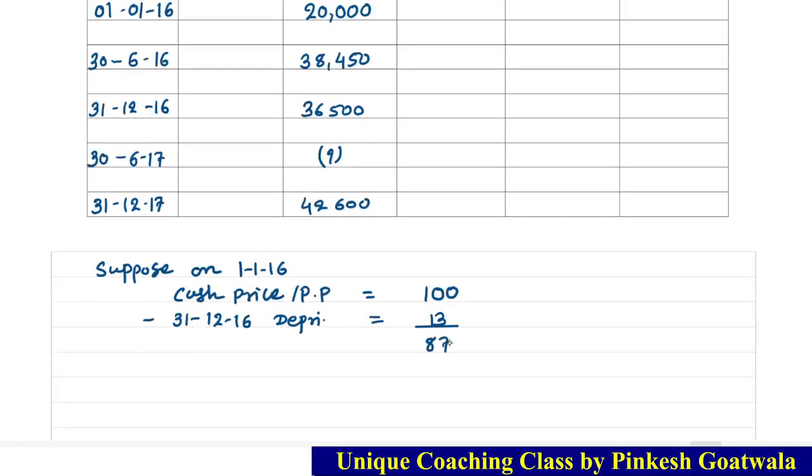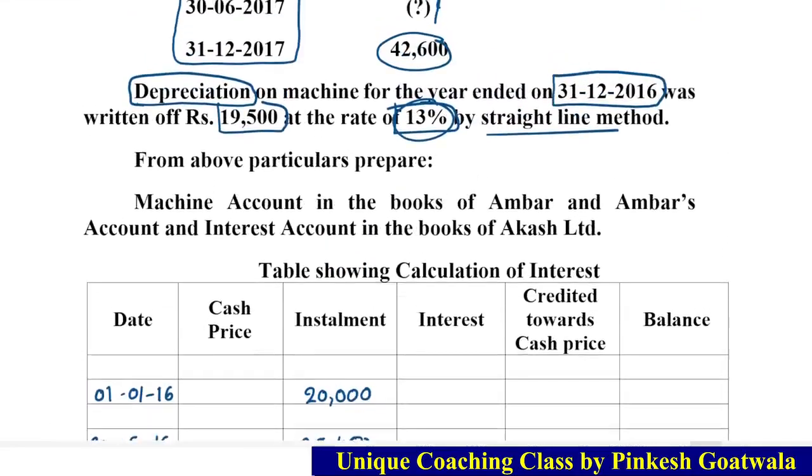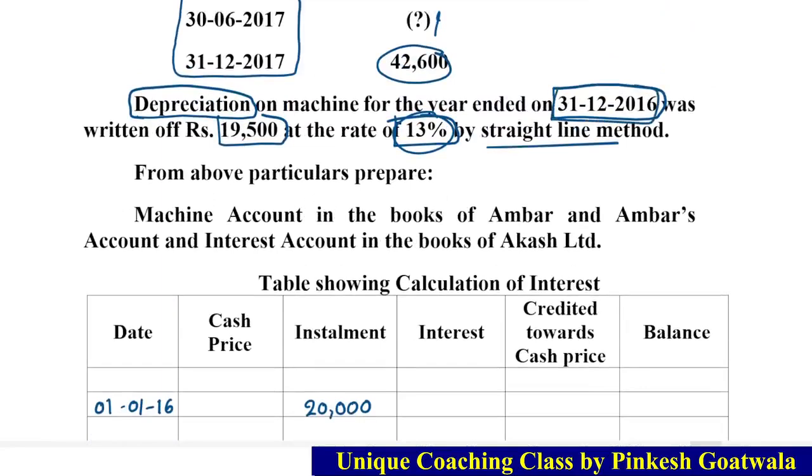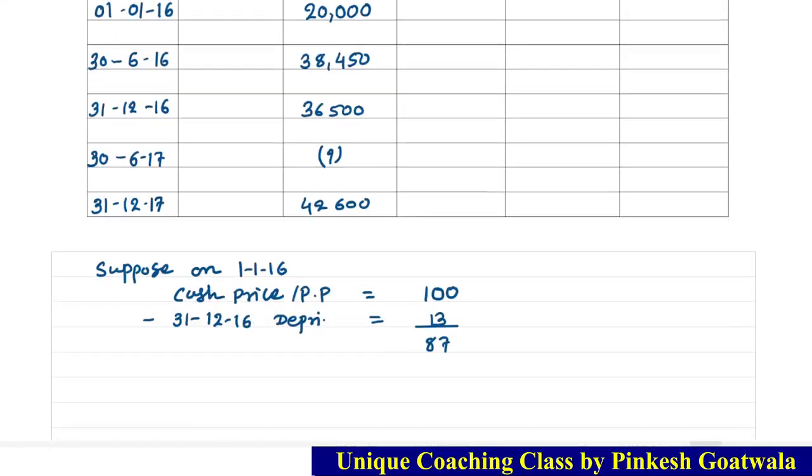So 87 will come. Now up to which year do we have to calculate? I told you we have to calculate up to the date of depreciation which is given. The depreciation is given on 31st December 16, 90,500. So we will calculate only up to that date. That depreciation is already given.